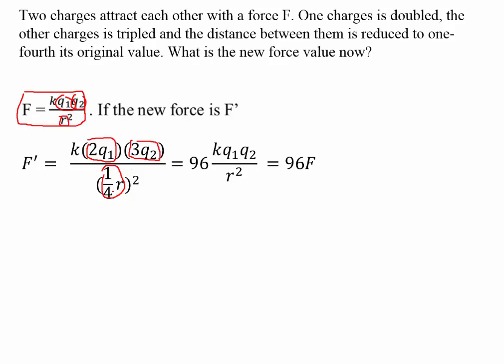And look at those numbers. This 1/4 squared becomes 1 over 16, and that 16 is in the denominator. It will go up and combine with this. 16 times 2 is 32, times 3 is 96. So the numbers will multiply to become 96. And what are the left quantities? K, Q1, Q2 over R squared, and that is your original F value. So the new force F prime is 96F.